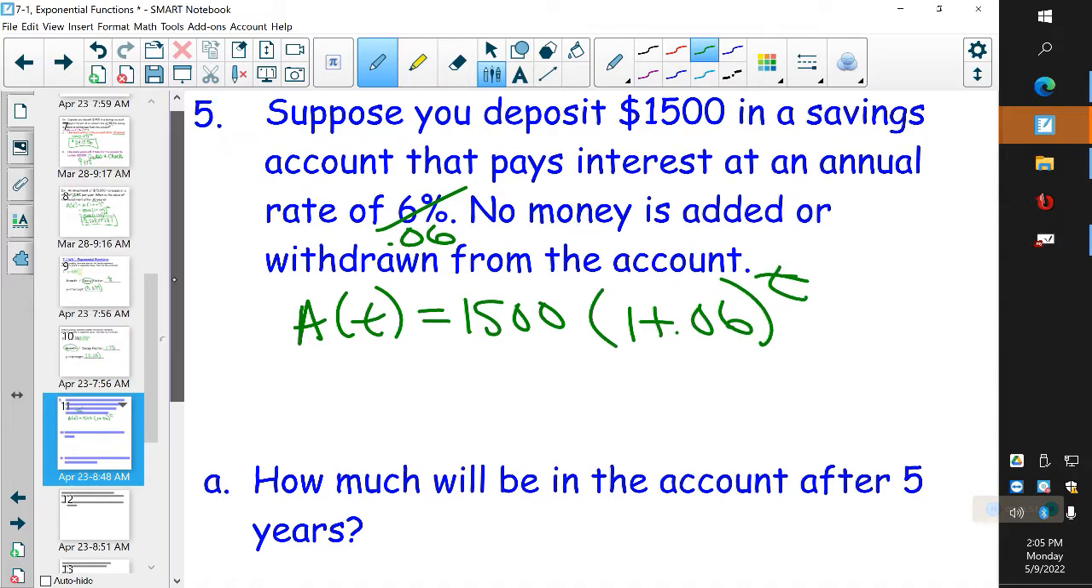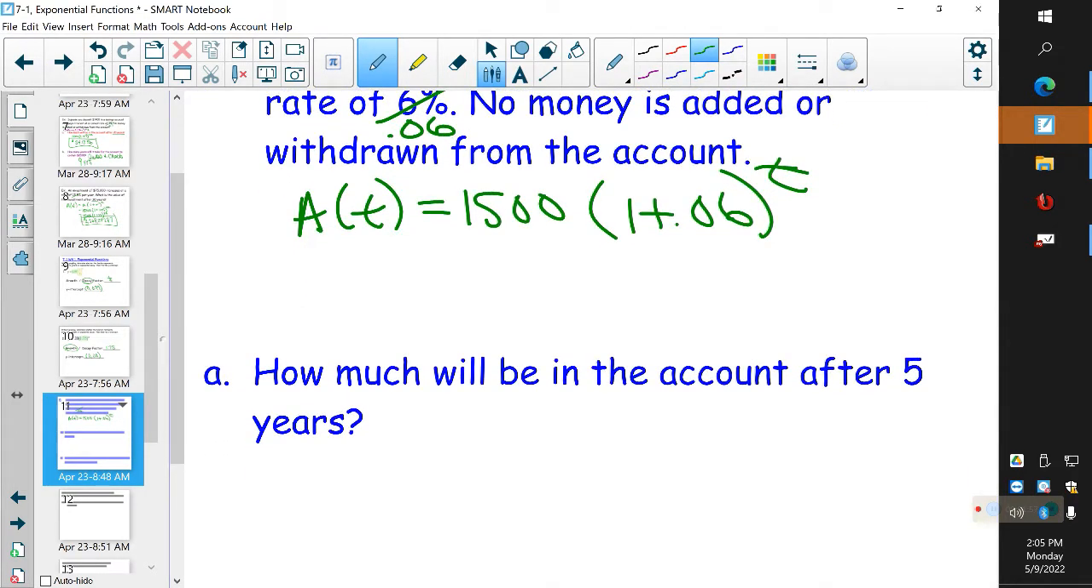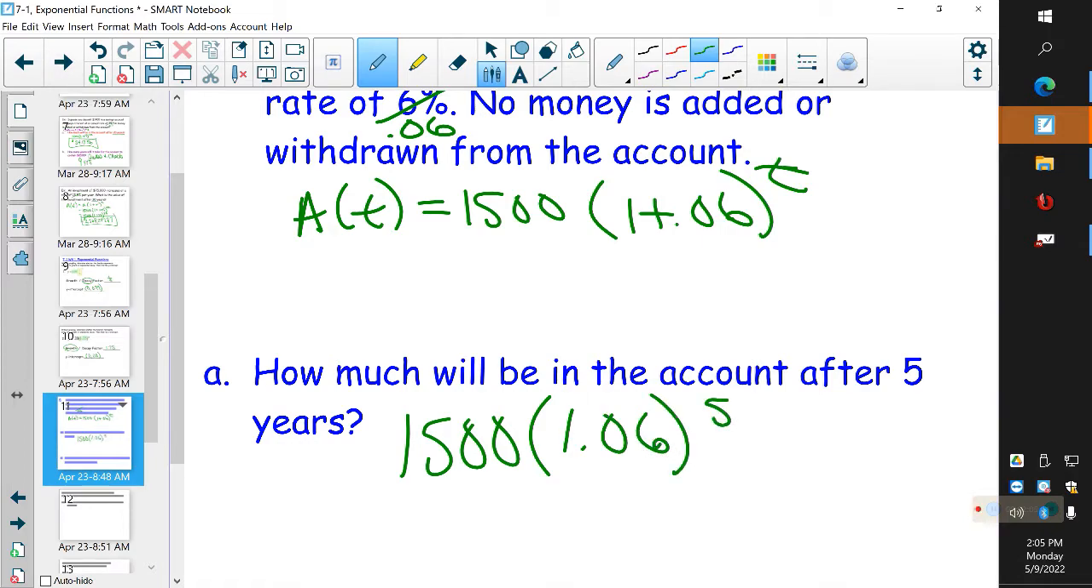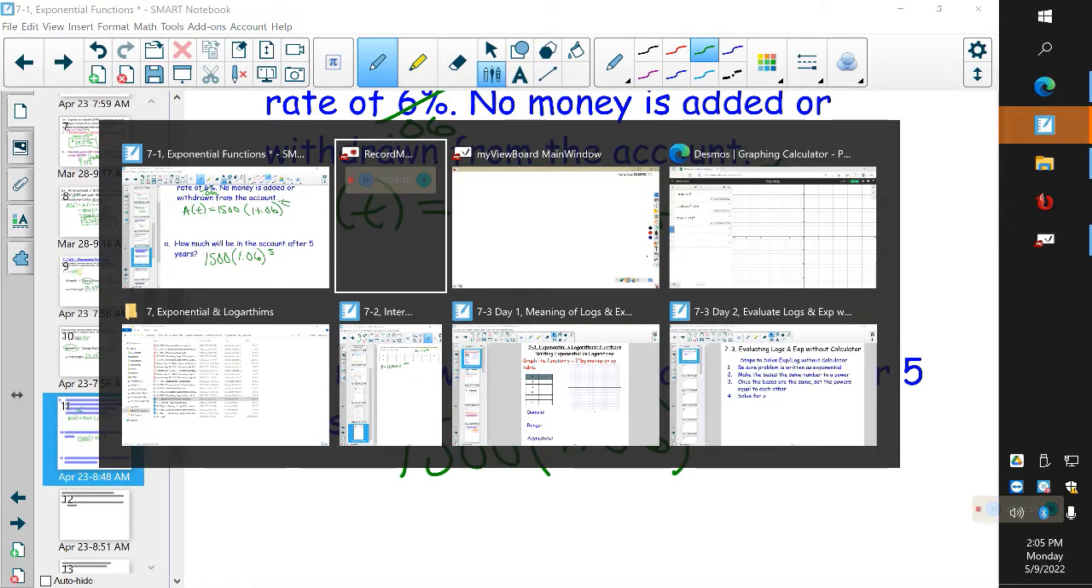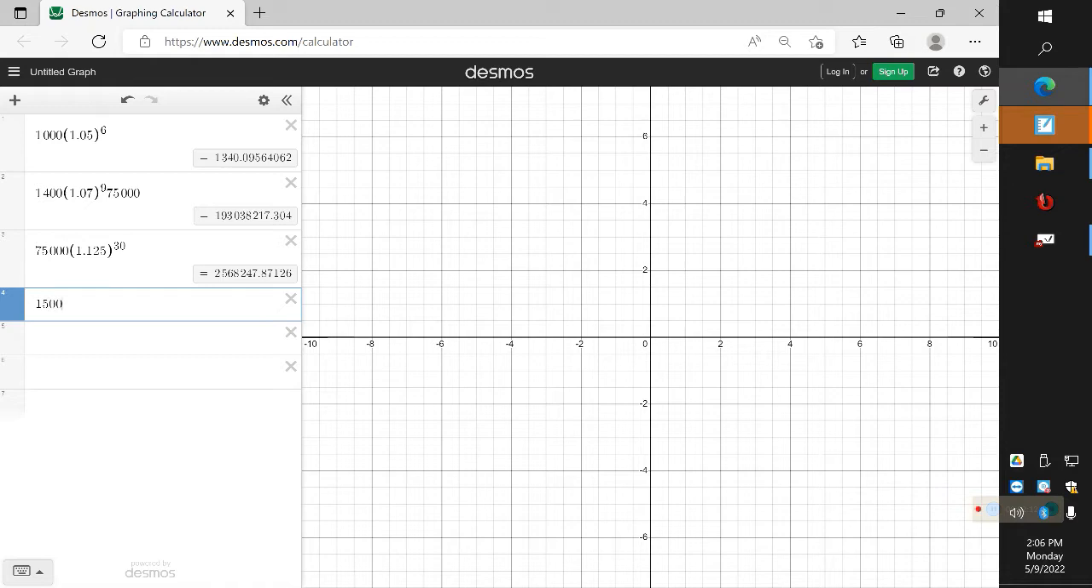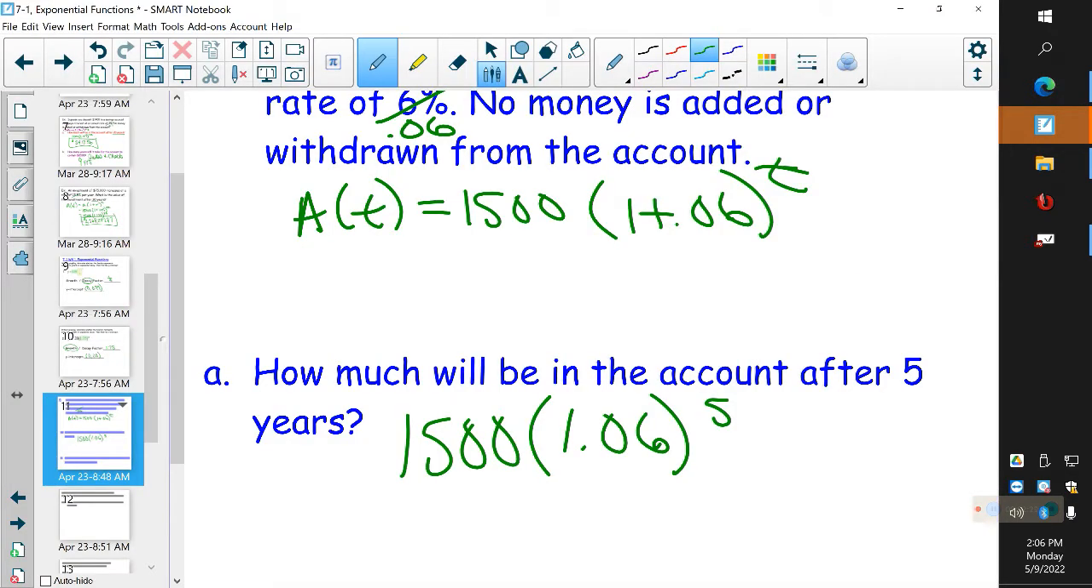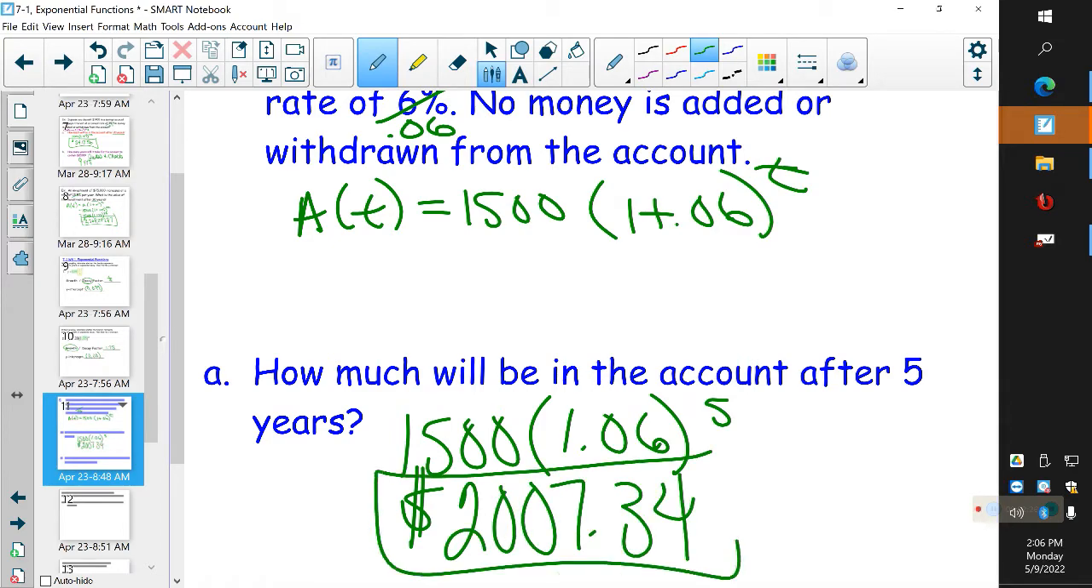Now, part A says, how much will be in the account after 5 years? So you're going to type into Desmos 1,500 parentheses 1.06 raised to the 5th power. And what does that give you? $2,007.34. He was dead on. Make sure you understand that you're talking about money, so you need the cents afterwards. Do we all understand that?